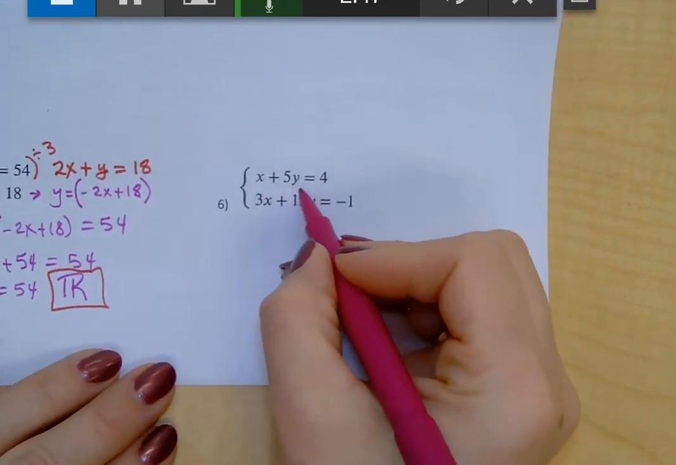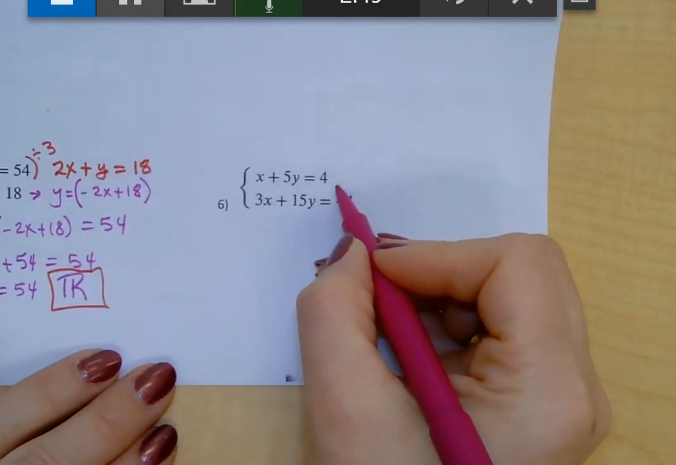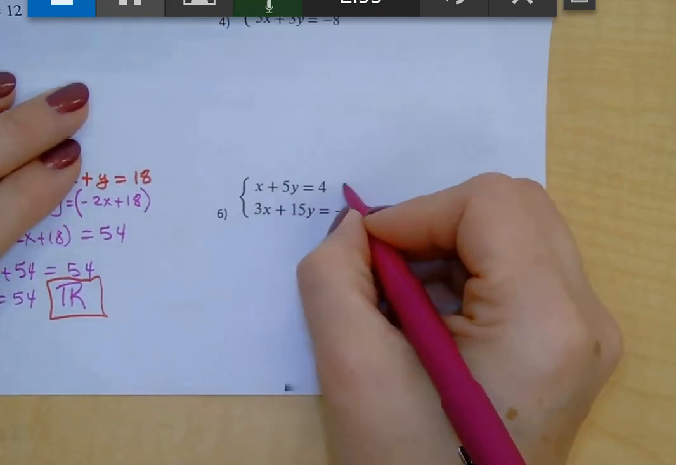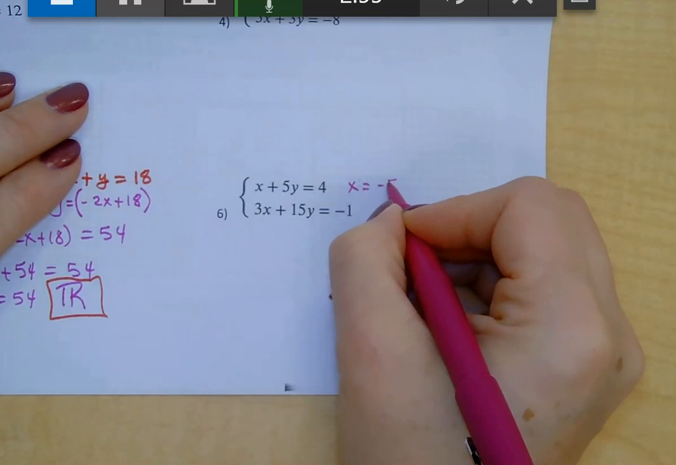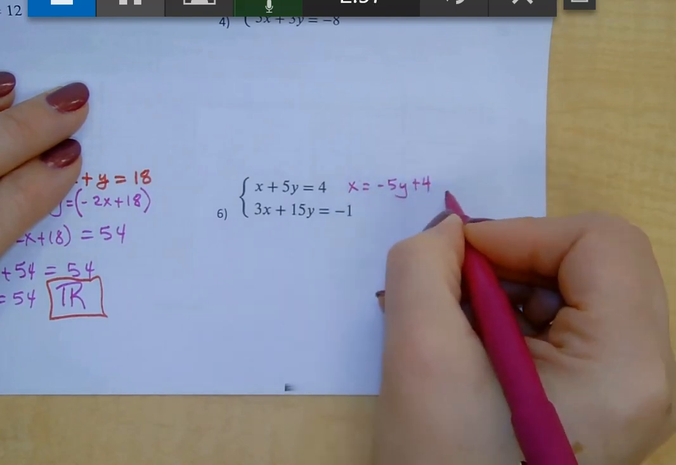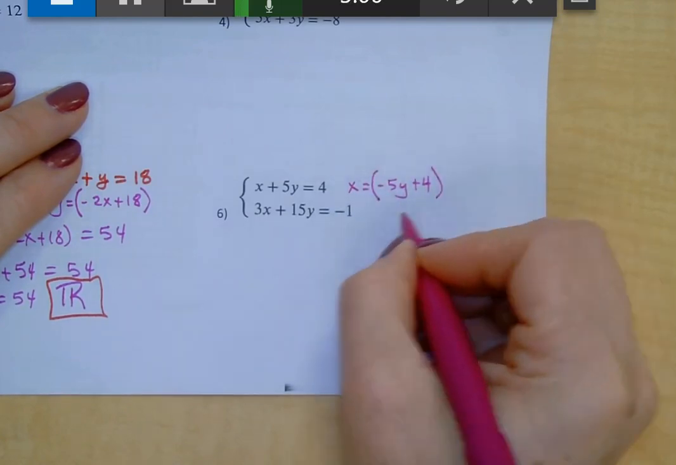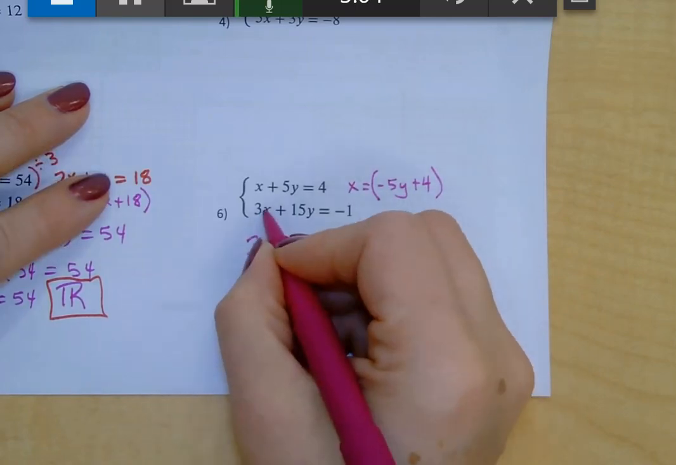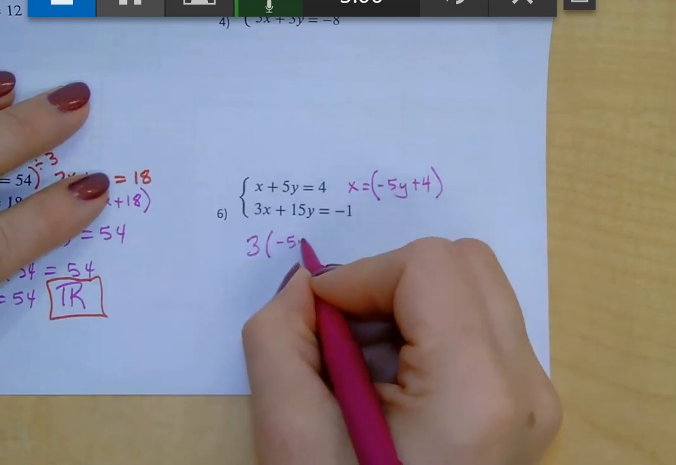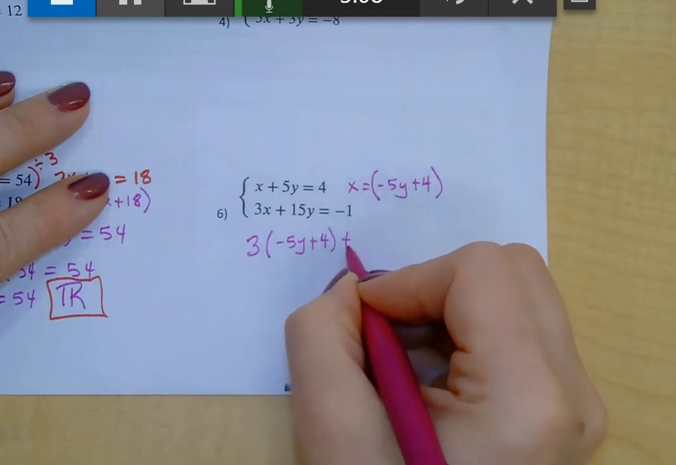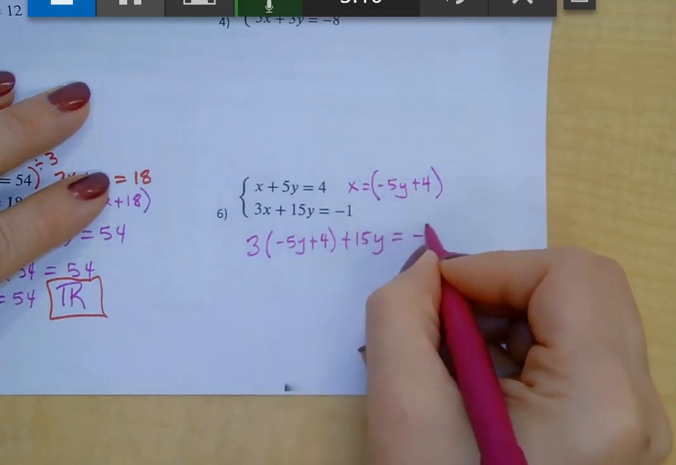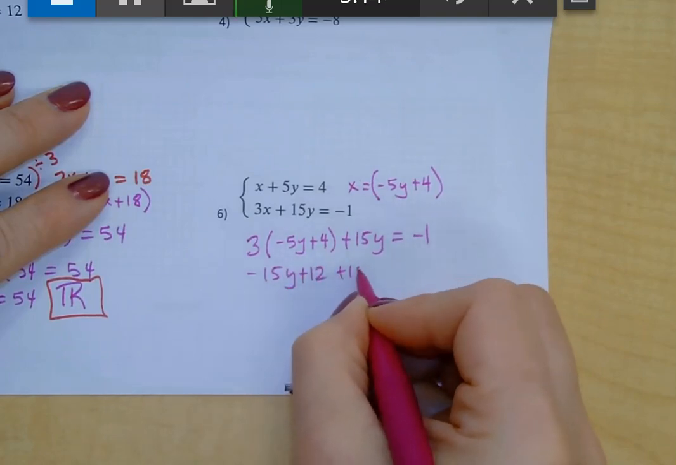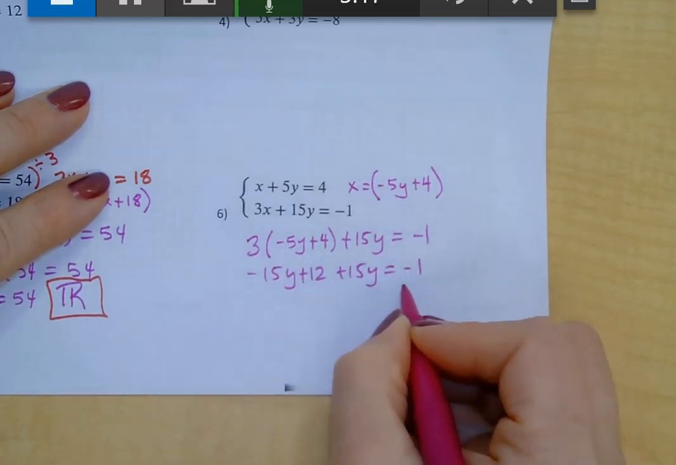All right, so over here I have x plus 5y equals 4. And so I'm going to isolate that x all by itself. So this means that x equals negative 5y plus 4. So I'm going to plug that into my second equation in my x location. So I have 3 times, instead of x, I'm plugging in negative 5y plus 4, plus 15y equals negative 1. So I have negative 15y plus 12 plus 15y equals negative 1.